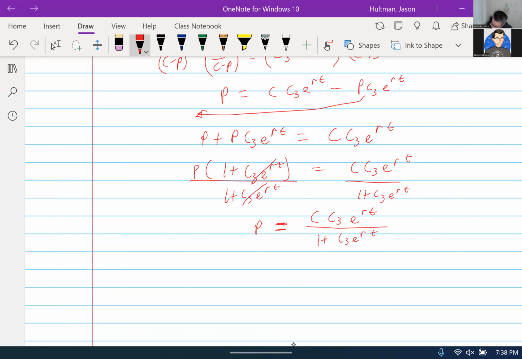Okay, so now what would happen if I divided both top and bottom by e to the RT? So let's divide both top and bottom by e to the RT. What I would get is C C3 over e to the negative RT, because this would end up being 1 over e to the RT. And so that would be 1 over a positive exponent, which makes it negative, plus C3.